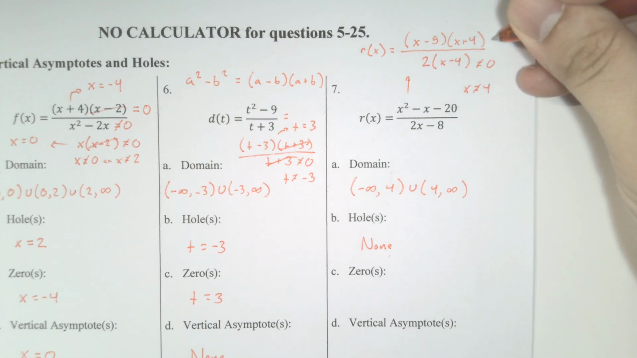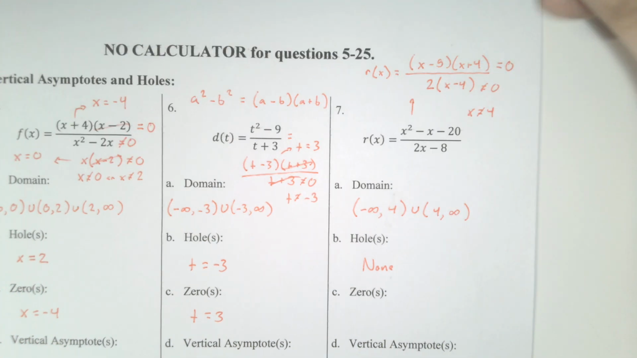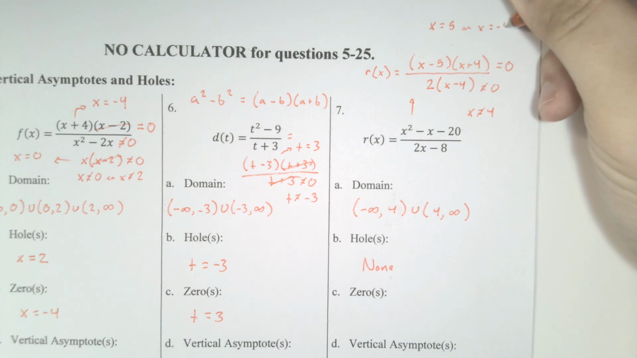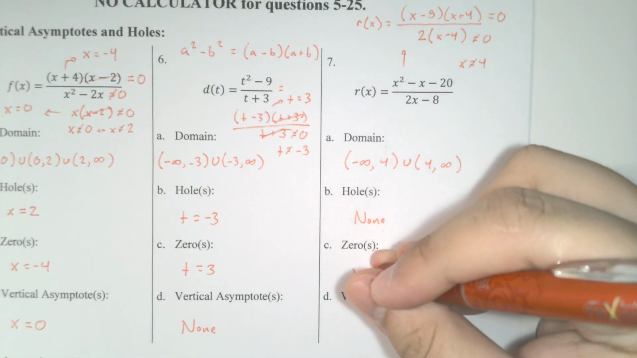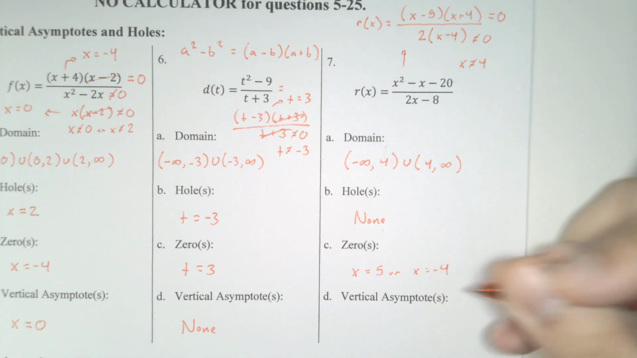Now what about zeros? So zeros, we didn't have anything cancel, so we're just going to find everything where the top is equal to 0. That gives us x is equal to 5, or x is equal to negative 4. And those are our two zeros.